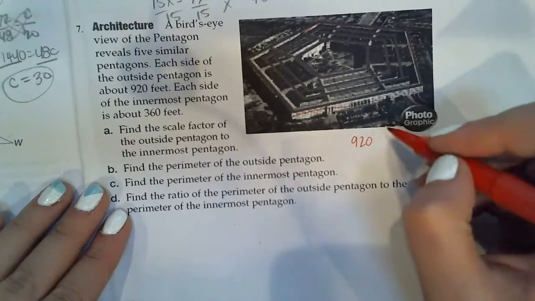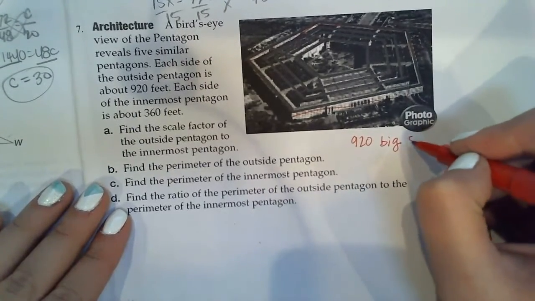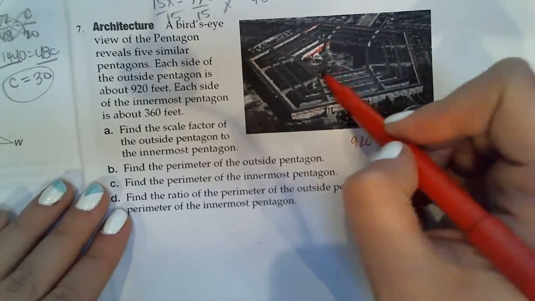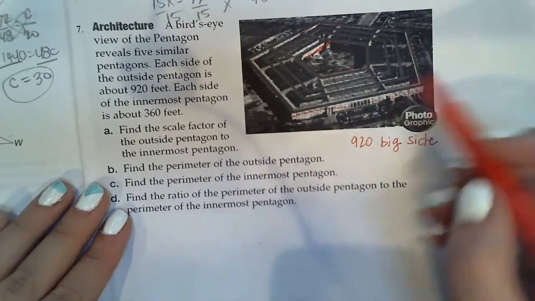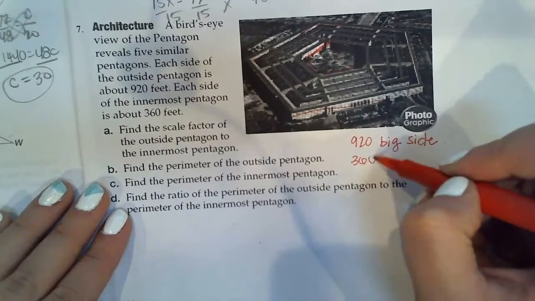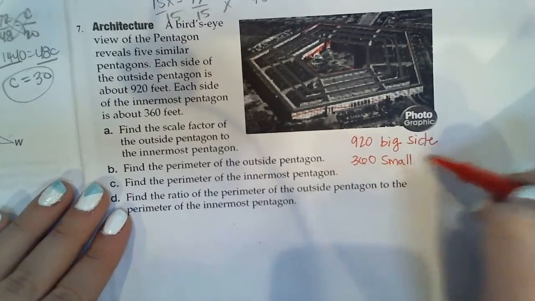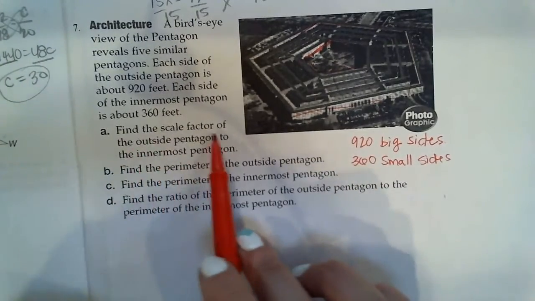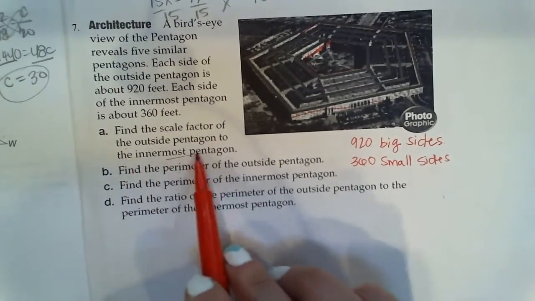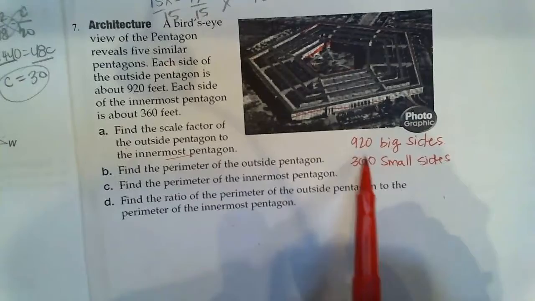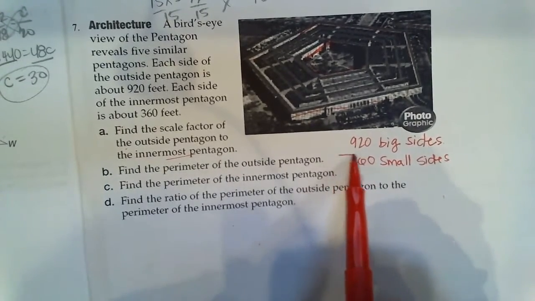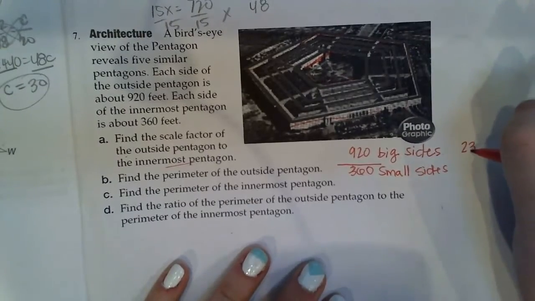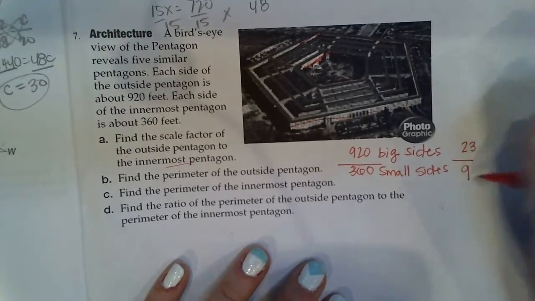So each side of the big one, okay, each side of the innermost, which is this small one, is 360 feet, small sides. Alright, so it wants us to find the scale factor of the outside pentagon to the innermost pentagon. So if I make this a smaller fraction, let me do that really quick, and I get my scale factor to be 23 over 9.